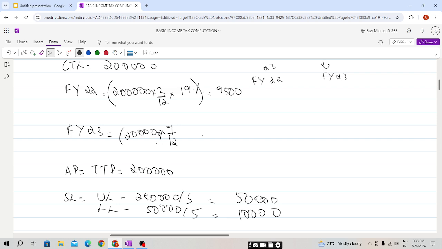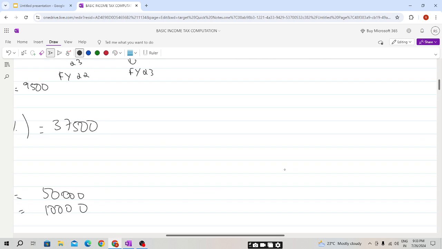Now students, our augmented profit is 200,000, and this is more than the upper limit of 50,000. So it will be taxed at main rate, that is 25%. So this will be 37,500. I hope this point is clear. Now moving to a further example.